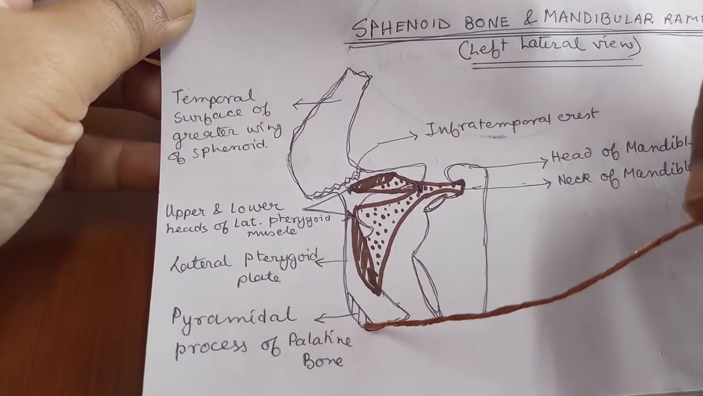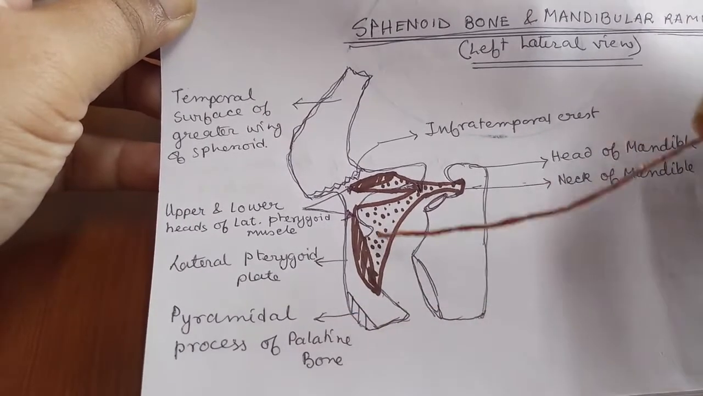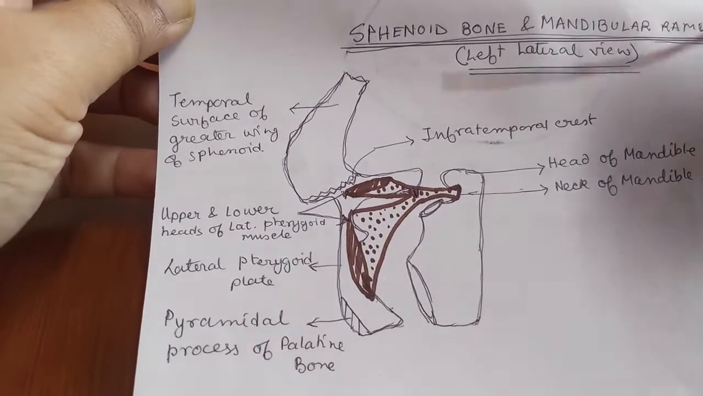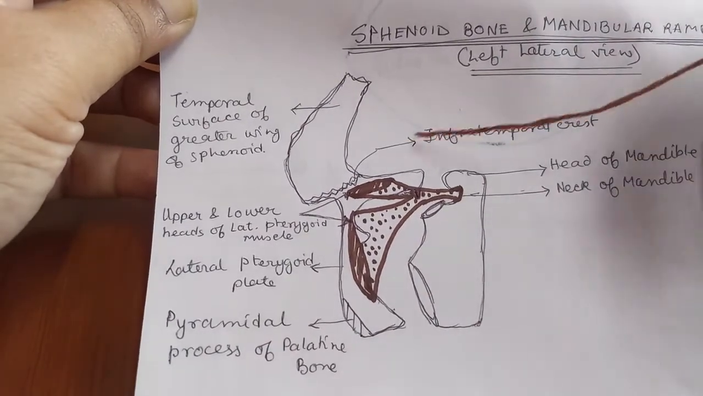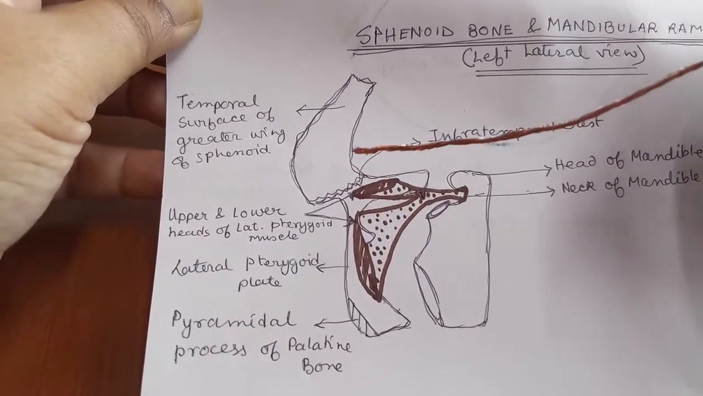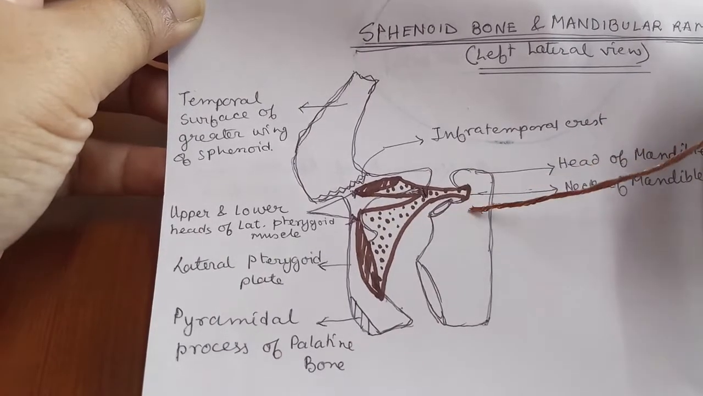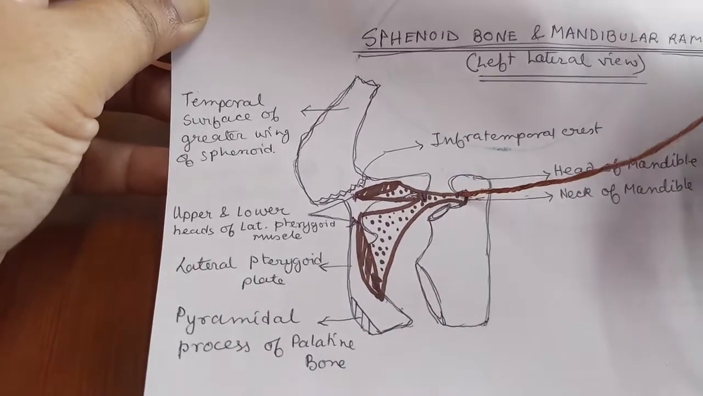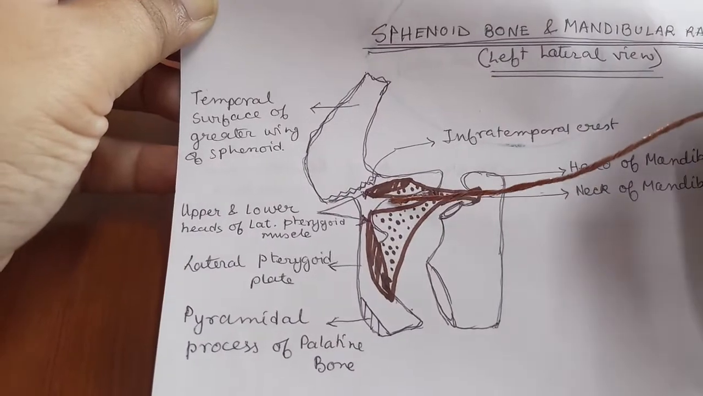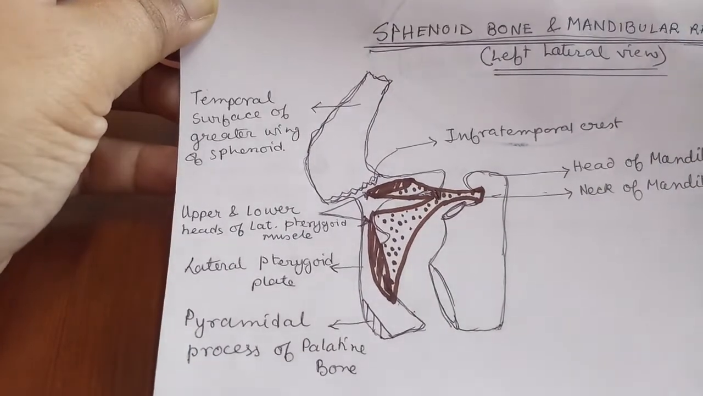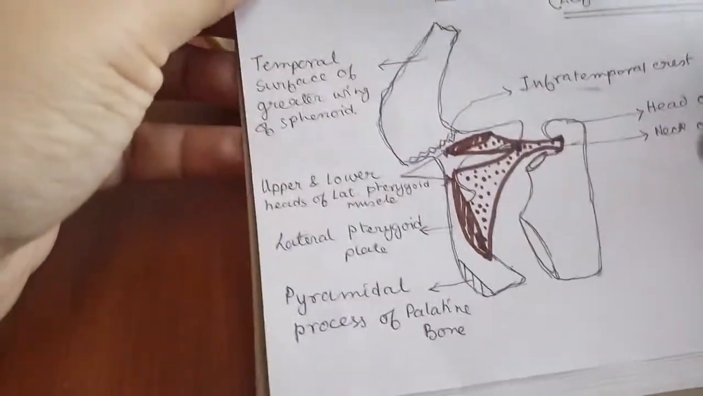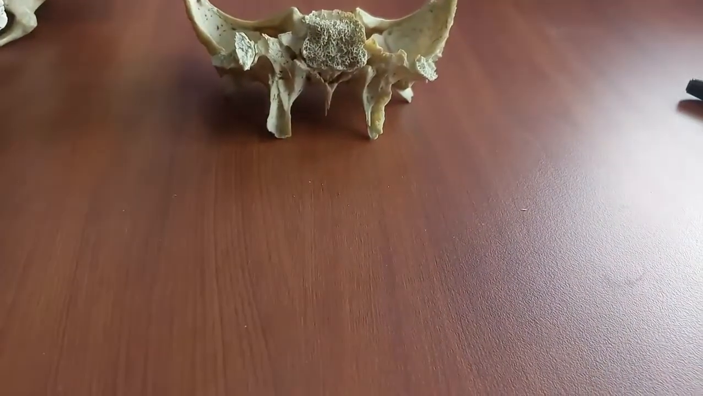And here is the articulation of the pyramidal process of the palatine. So this is a left lateral view that we are seeing of the lateral pterygoid plate and the attachment of the lateral pterygoid muscle from the mandible, as also we are seeing it on the sphenoid bone. Now we will have to see about the medial pterygoid.